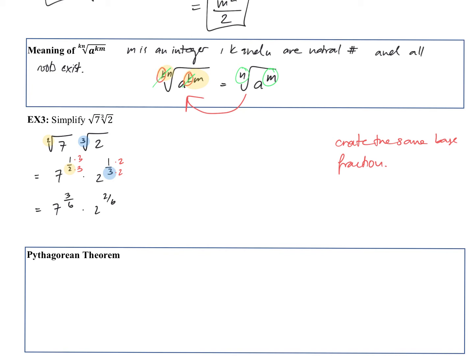Why are we doing this? Well, we'll see in a second. Okay, so let's translate this back into radicals. So that'll be the 6th root of 7 to the 3rd power times the 6th root of 2 to the 2nd power. Now, if you recall, we can combine them because they have the same index on their radicals. So that's where the trick came in handy. So this will be the 6th root of what? 7 cubed times 2 squared.